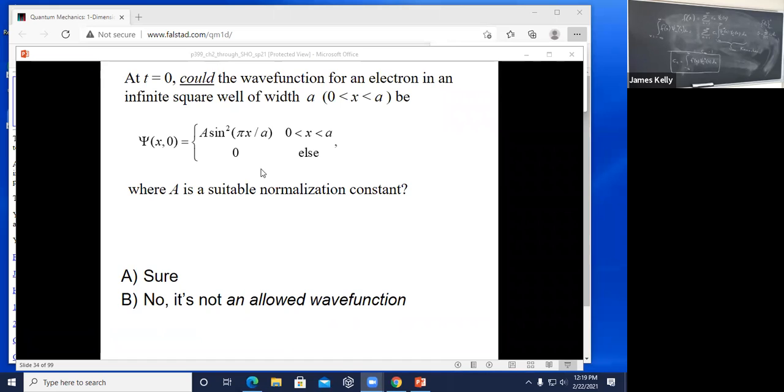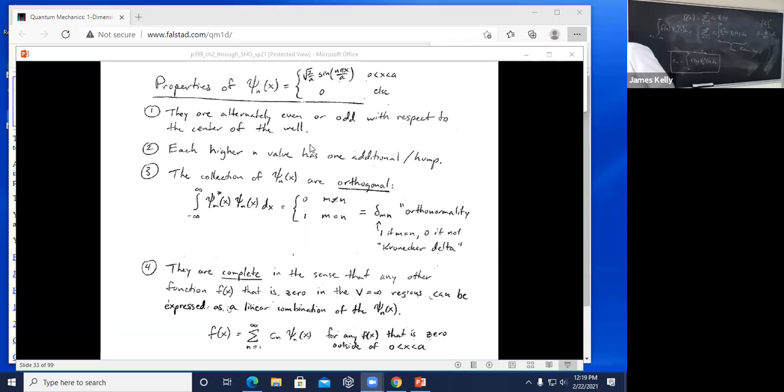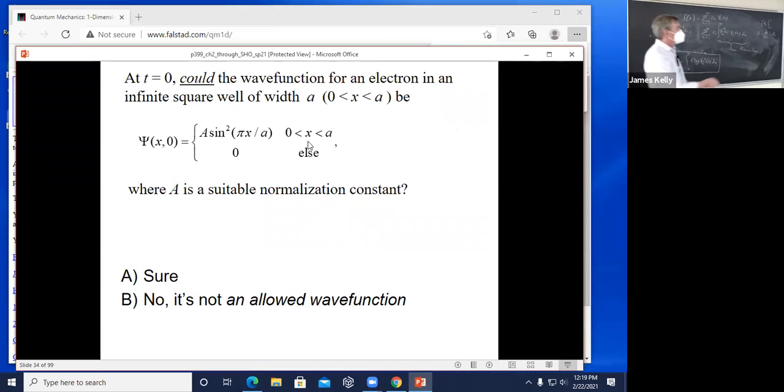Let's do 2 quick voting questions, then we'll spend the rest of the time on a worksheet. At t equals 0, could the wave function for an electron in an infinite square well of width a be this function? It's got a sine squared in there. It's not like our sine function that we were used to, right? Could this be the wave function that solves the time-dependent Schrodinger equation at time t equals 0?